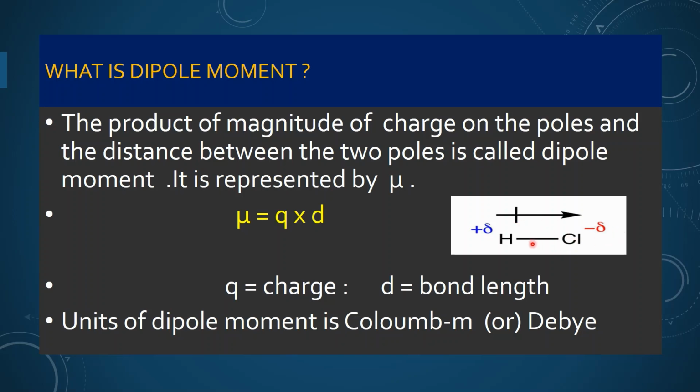Charge into the distance between two atoms is called dipole moment. Here we can say the distance is the bond length. Bond length is D. So charge into bond length is called dipole moment. The unit for dipole moment is coulomb meter. The unit for charge is coulombs and the SI unit for distance is meters. Another unit is the Debye, D.